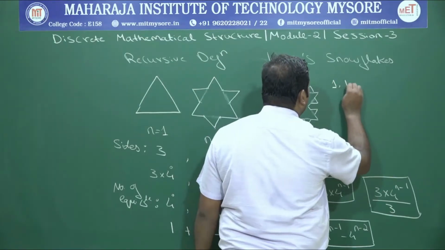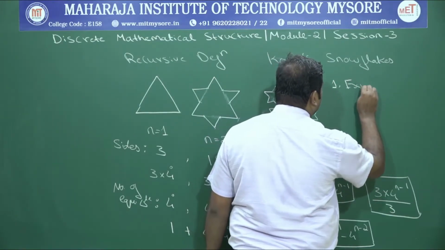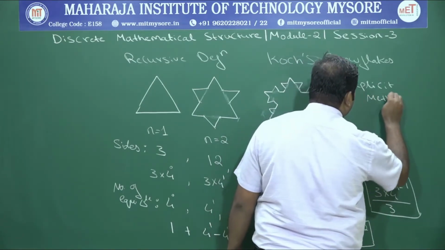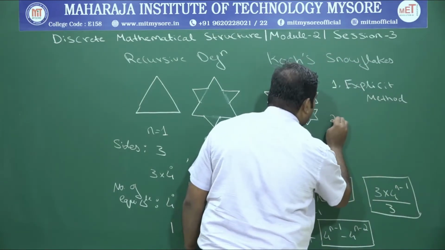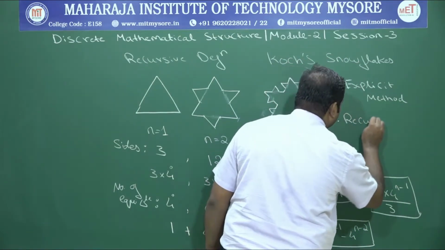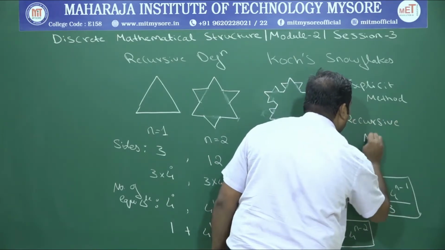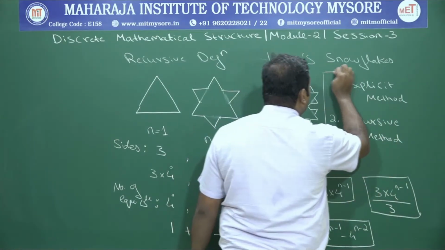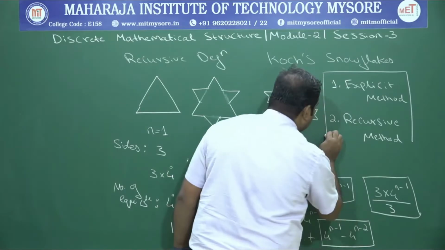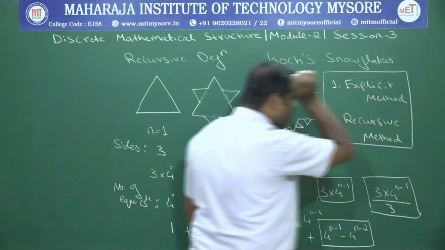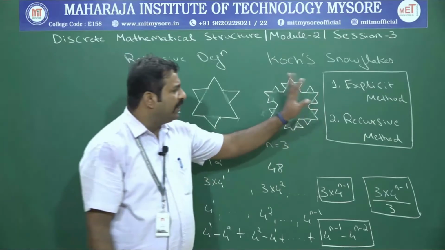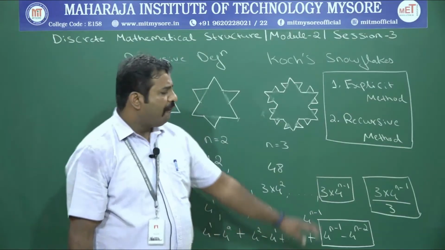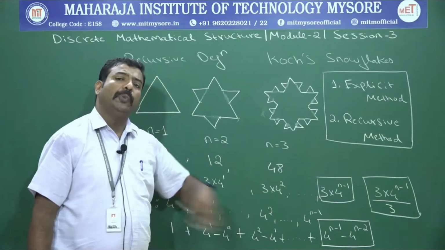So the first is going to be the explicit method, and the second is going to be the recursive method. These are the two methods which I can make use of whenever I am going to represent the general form of equations. Fine. Hence, I am going to have the explicit method where I can have a general form, and I am going to have the recursive method where I am also going to have a general form to be presented.